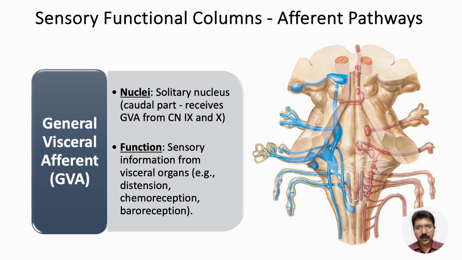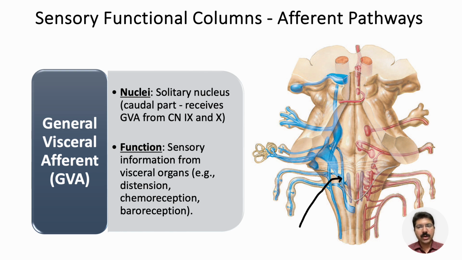The main nucleus for this is the caudal part of the solitary nucleus or nucleus tractus solitarius, which receives input from glossopharyngeal and vagus nerves. This input includes a variety of sensations from internal organs, such as distension or stretching of the digestive tract, chemoreception, which is sensing changes in blood chemistry, and baroreception, which is sensing changes in blood pressure.